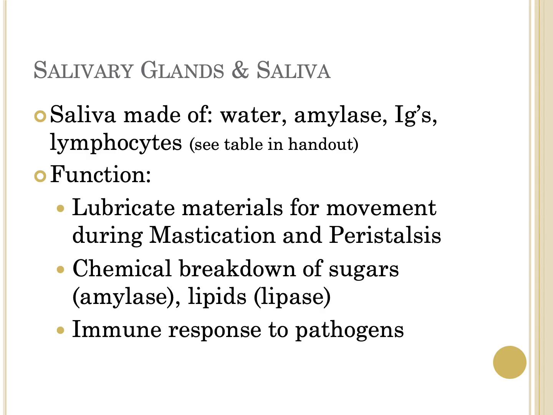Those materials are going to function to do three particular things. Number one is they're going to produce a lubricated bolus of food. This lubricated bolus of food will allow for it to more easily move through the esophagus and into the stomach, what's referred to as esophageal motility. It's also going to allow for easier mastication by the teeth.